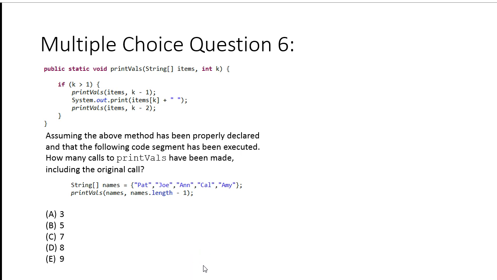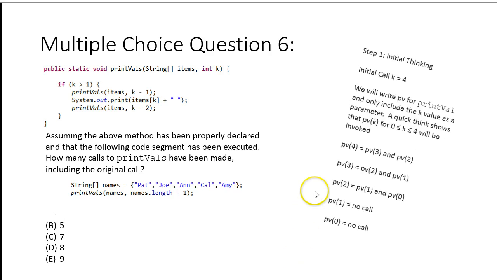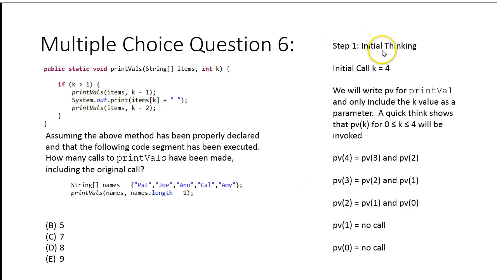Last one, I promise. So now, assuming the above method has been properly declared and that the following code segment has been executed, how many calls to print values has been made, including the original call? So again, step 1, initial thinking. So the initial call is k is 1. We will write PV for print val and only include the k value as the parameter.